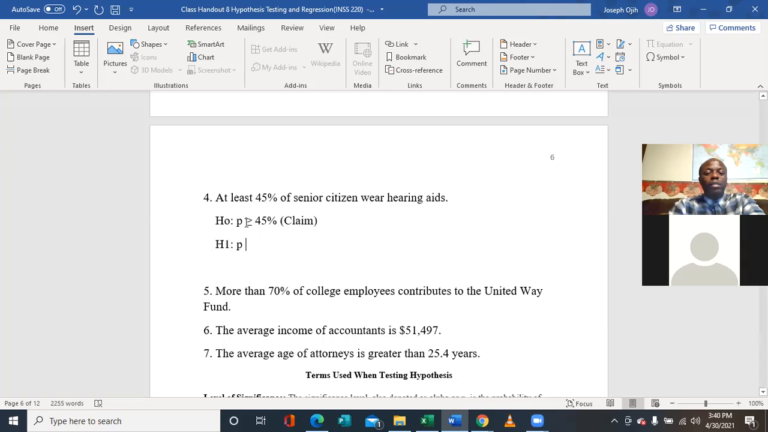Now the opposite of greater than or equal to is less than, but you cannot use less than or equal to here in the null. Sorry, in the alternative hypothesis. You can only use less than. So we're gonna use less than right here. Less than 45%.